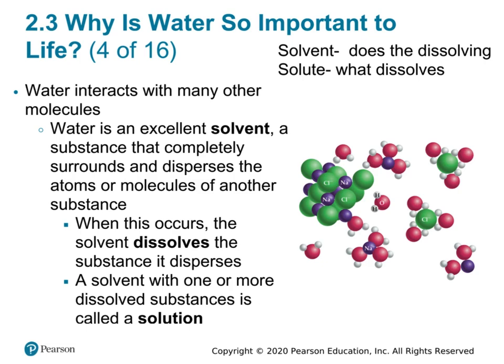The reason, though, it is a good solvent for things that are charged, things that are similar to itself, that are hydrophilic or water-loving, is because it's able to surround and disperse the atoms or molecules of another substance. And when that occurs, the solvent, water, dissolves the substance. Again, another name for that substance is a solute, and when a solvent with one or more solutes, dissolved substances, exists, that's called a solution.